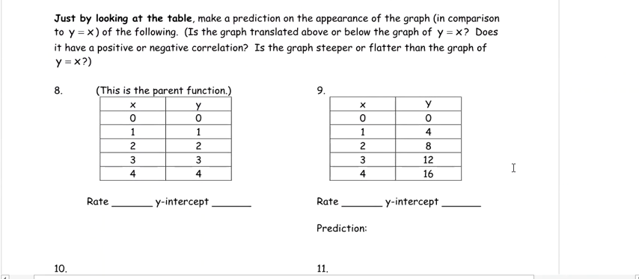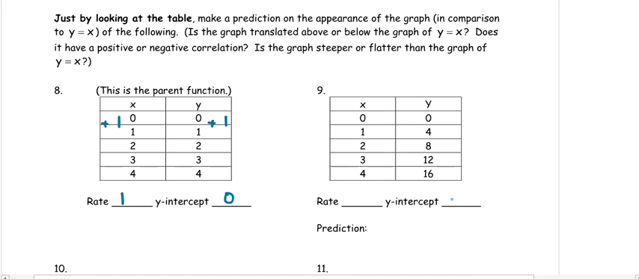Just by looking at the table, make a prediction on the appearance of the graph in comparison to y equals x. Is the graph translated above or below the graph? Is it positive? So easy, you don't even need to write the equation. You just need the y-intercept and the slope. So the rate is plus 1, so the rate is 1. The y-intercept is x equals 0, y equals 0. So this is the parent function, so that's what you're looking at from here.